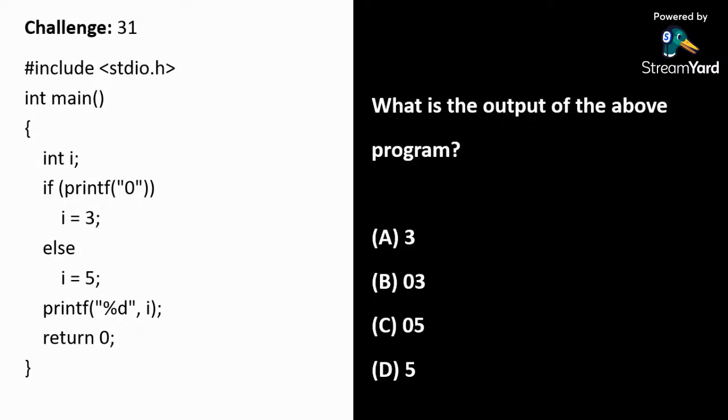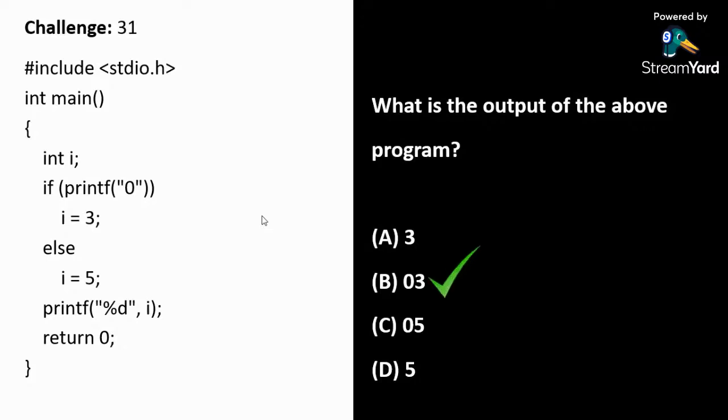Okay, so option B, option 3, option 5, 3. So what is happening here? Print 0 is happening here if print 0. So print is true. Print is a statement that gets executed, so it becomes true. So i value becomes 3, so it will print 3. So the values that get printed are 0 and 3.